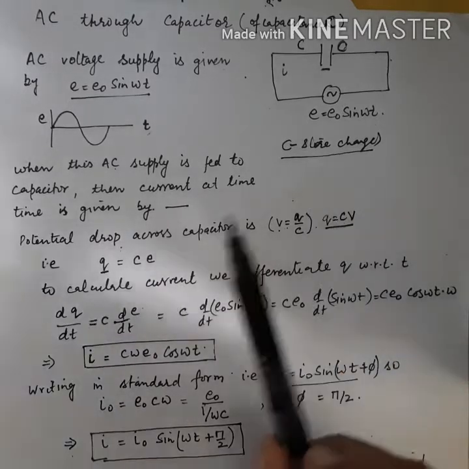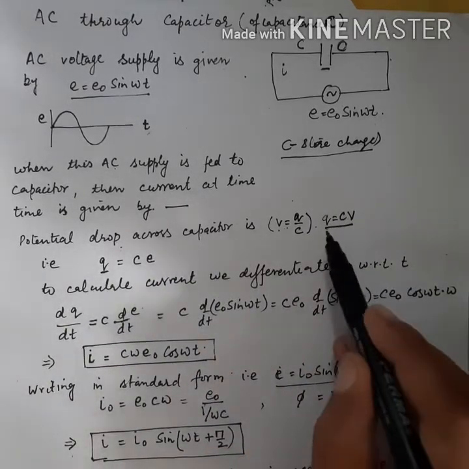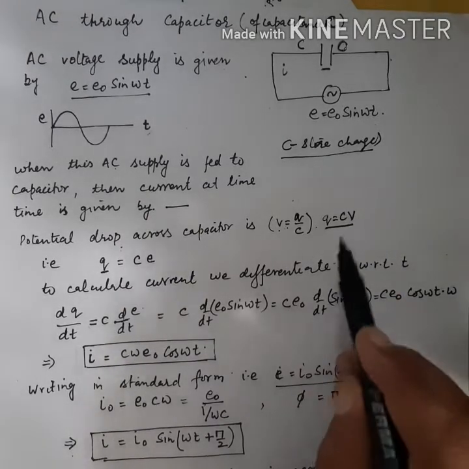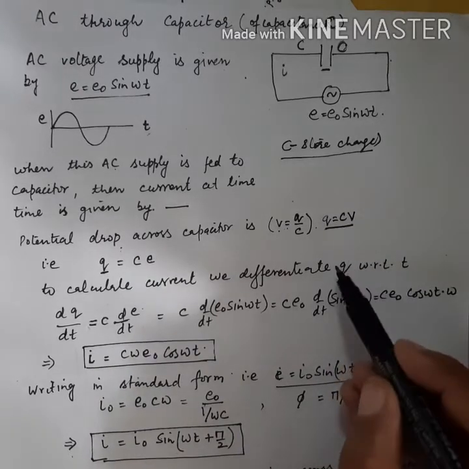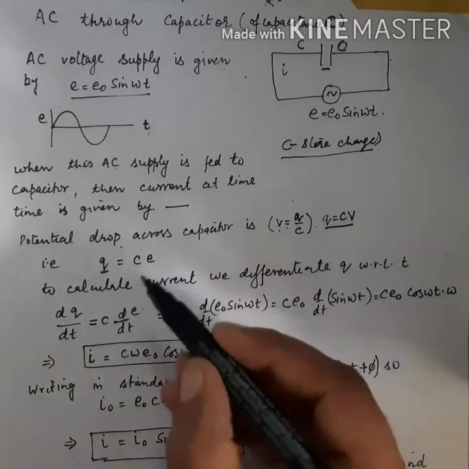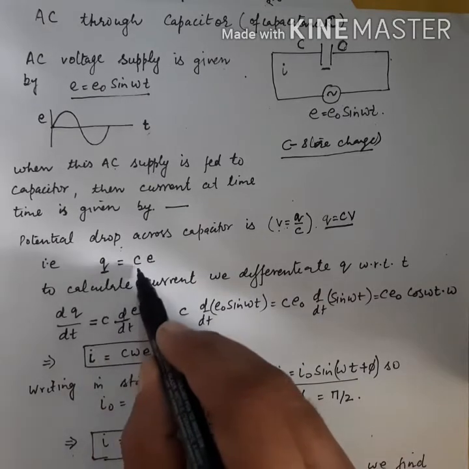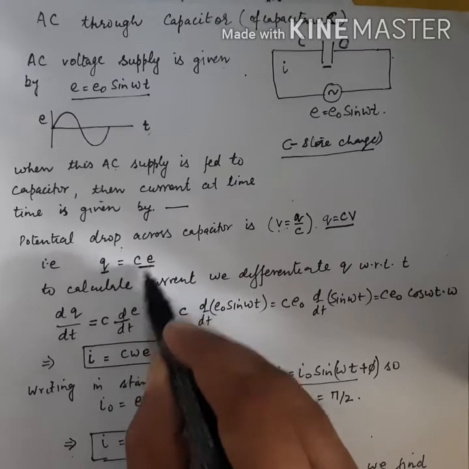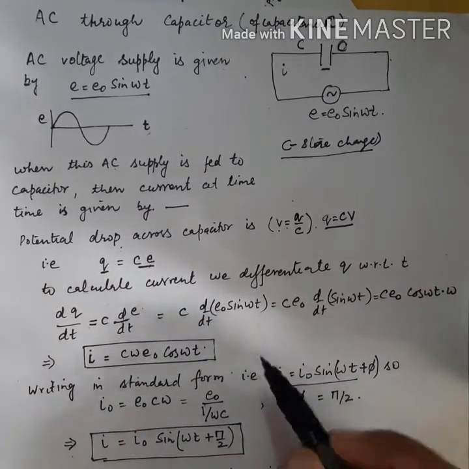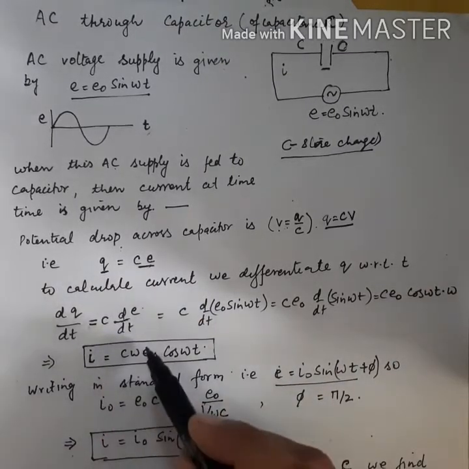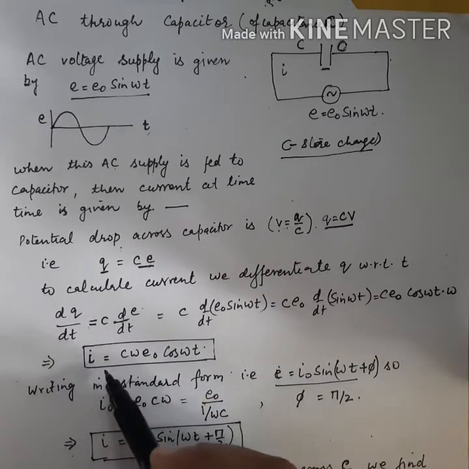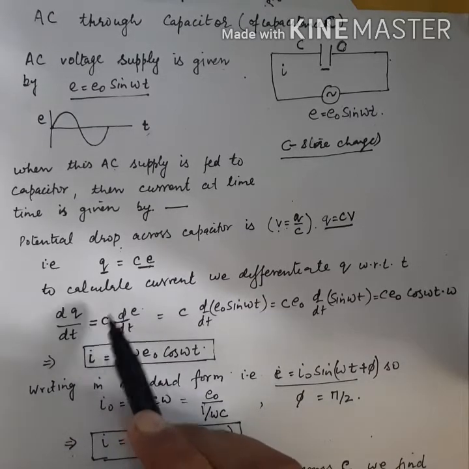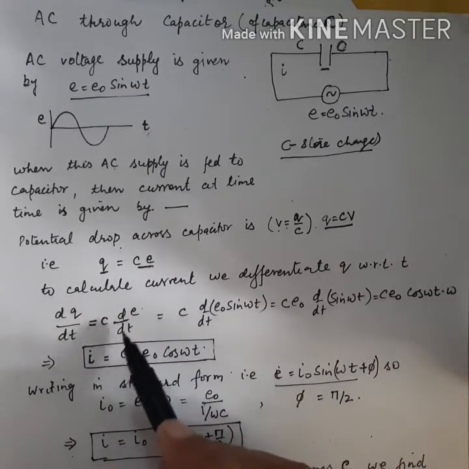You know that the capacitor is a device which stores charge when connected to the power supply. So here we know that the amount of charge collected across a capacitor is given by the formula Q = CV. C is the capacitance, V is the voltage supplied. Here the voltage supplied is E, so the charge is C into E. Now to calculate the current at any instant, we differentiate this equation with respect to time. So it is dq/dt, C is a constant, so it is C dE/dt.